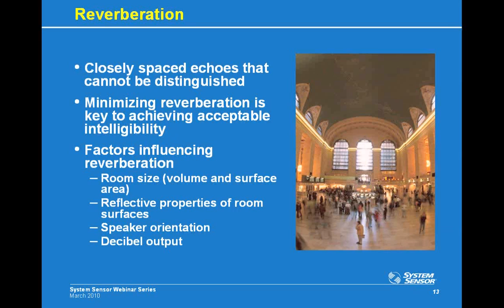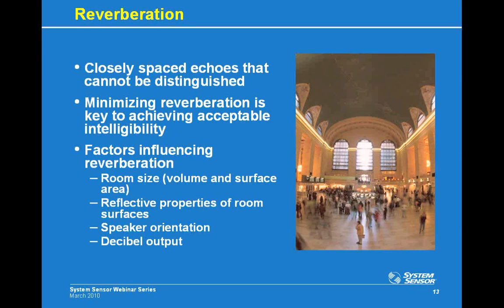Some of the main factors that affect reverberation include room size and the reflective properties of the surfaces in the space. For example, an atrium with marble floors or walls will have a harder time meeting intelligibility than, say, a carpeted space. And the orientation of the speaker and the sound output of the speaker itself will also have an effect on reverberation.